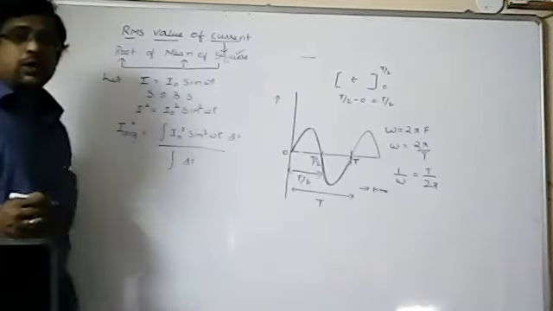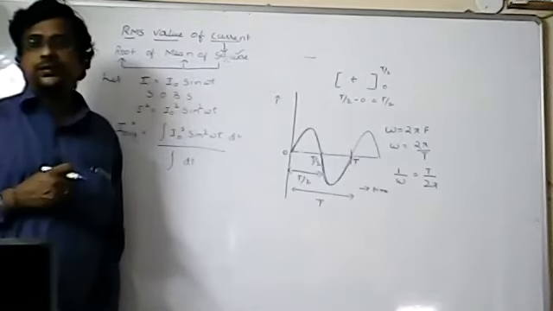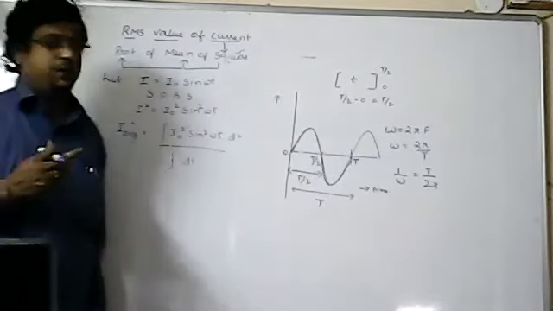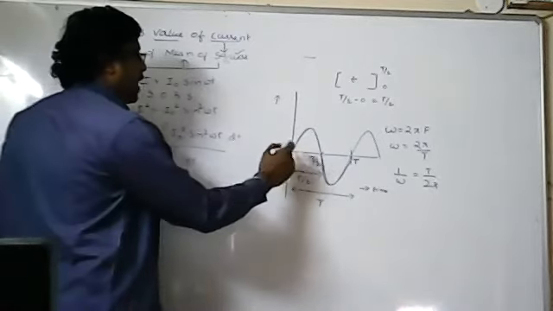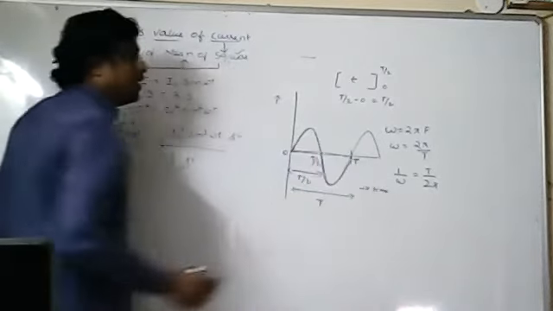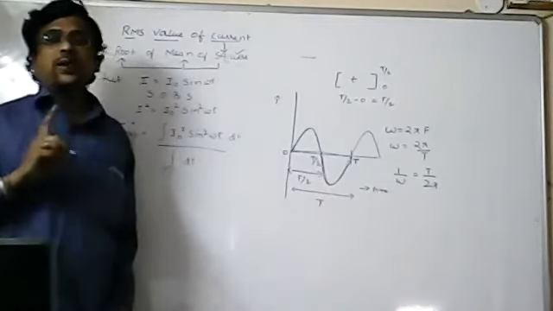Now the question is, what should be the limit? Within the limit, what should we take? Now instead of taking 0 to T by 2, I will take for one complete cycle. Why am I taking one complete cycle? Because I am squaring the value.